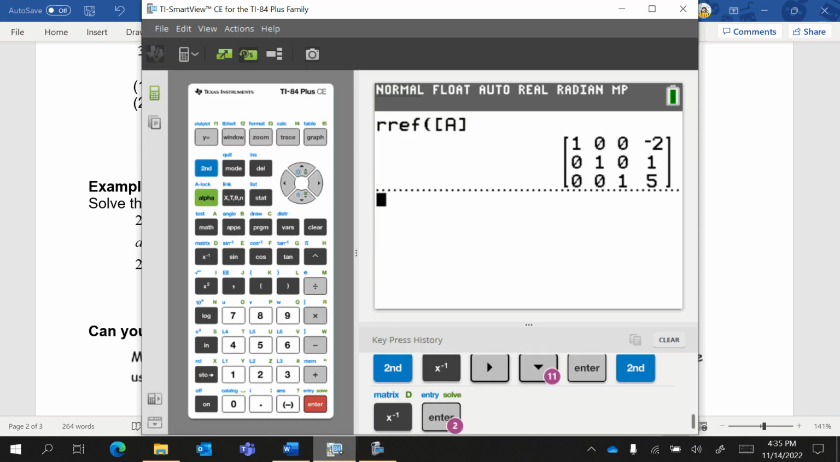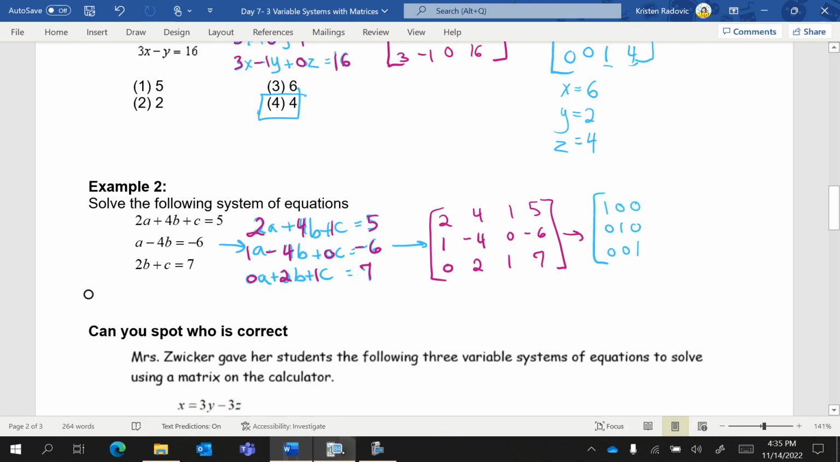And their answers are negative 2, 1, and 5. And just to let you know, those first 3 columns of your matrix are always going to be the same, where the 1 is on the top left, the other one is in the middle, and the last one is on the bottom right. That's, if you were to learn how to solve these by hand, the form of how we see our solutions. It will always be like that. The only thing that changes are the 3 numbers on the right side.